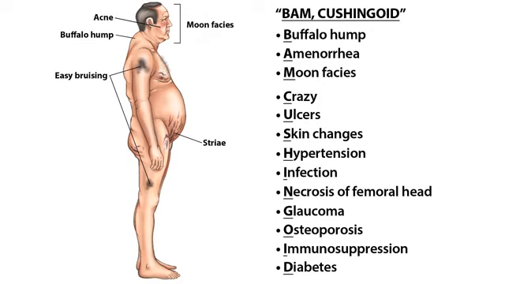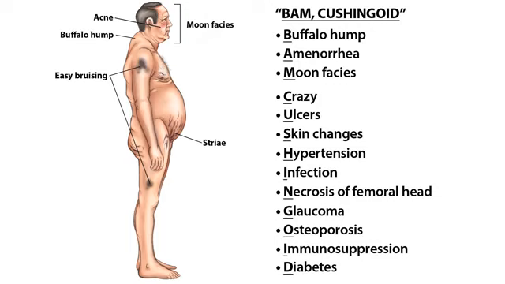Now, we've been through these side effects before, but as a recap, we use the mnemonic BAM Cushingoid to stand for buffalo hump, amenorrhea, moon facies. The C is for crazy, to help us remember the psychosis and agitation that some people get on steroids. The U is for ulcers, peptic ulcers. The S is for skin changes, such as acne, purple striae, thinning of the skin, and easy bruising.